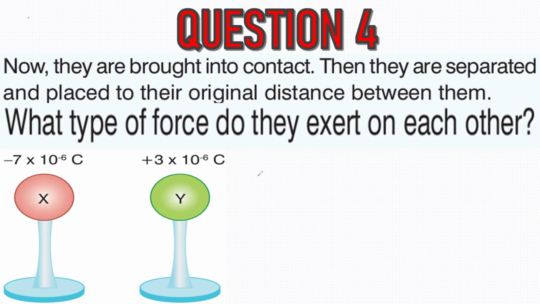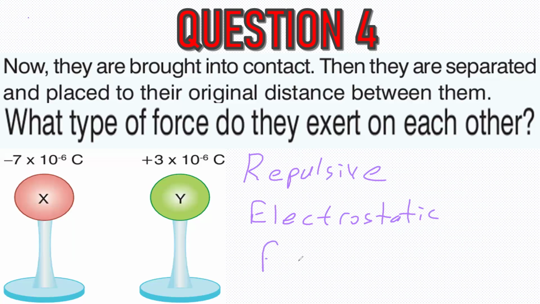Next question we are going to calculate. And then for now, just let's write, we have repulsive electrostatic force. Repulsive, why? Because when they touch, they are having the same charge. We are going to calculate it by using Q1 plus Q2 over 2. All right, repulsive electrostatic force. Question 4, the answer is repulsive electrostatic force.